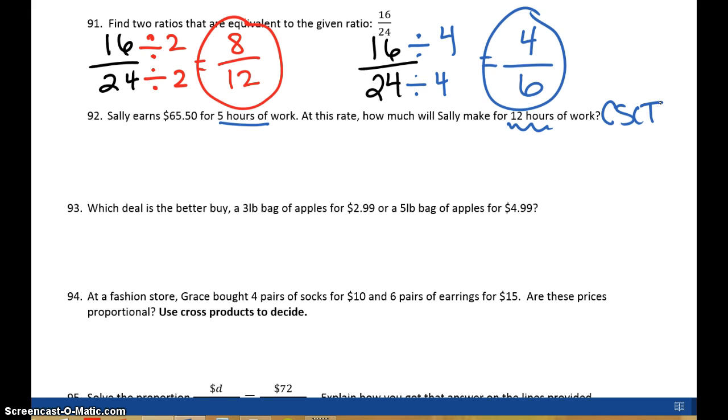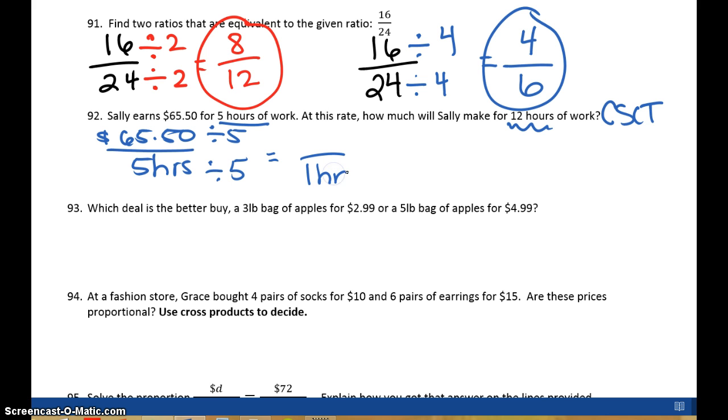So what we're going to do is set up a little ratio here. It's going to be $65.50 for 5 hours of work. Now we want to know for 12 hours, and since we can't make 12 by multiplying by a number, I'm actually going to find per hour first. So I'm going to divide both numerator and denominator by 5, so I figure out how much she makes for every 1 hour.